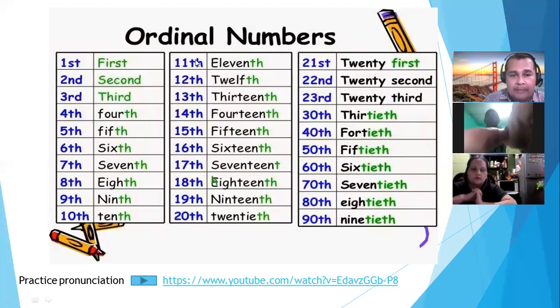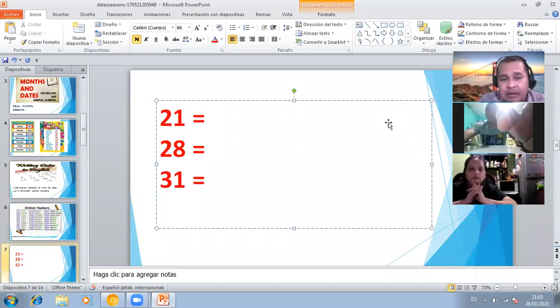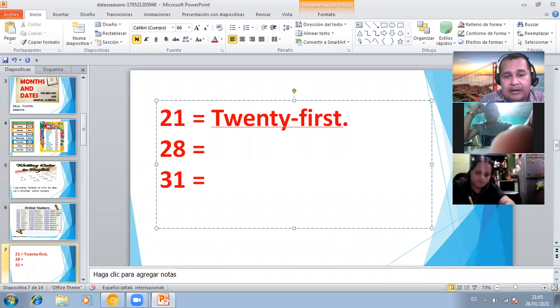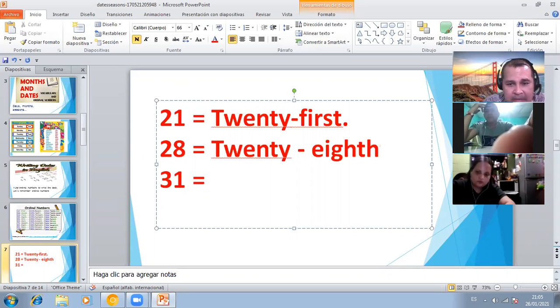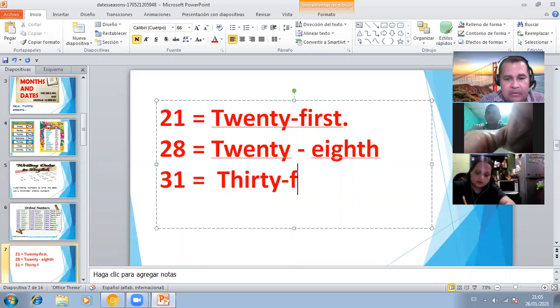Very good. So when we have these numbers, these are the cardinal numbers, 21, but the ordinal number is different. It's a combination, right? 21st. And the translation in Spanish could be vigésimo primero. Then we have 28. This is the cardinal number, the número cardinal, 28. But the ordinal number is a combination, 28th. Excellent. Then we have 31. This is the normal number, 30. But 31, the ordinal number is 31st, like this.